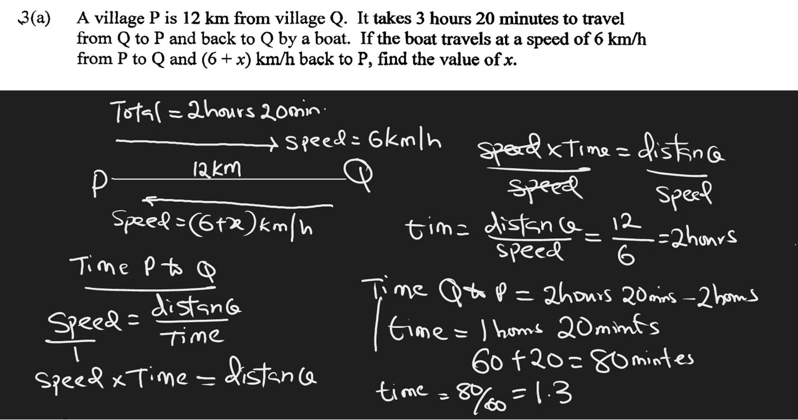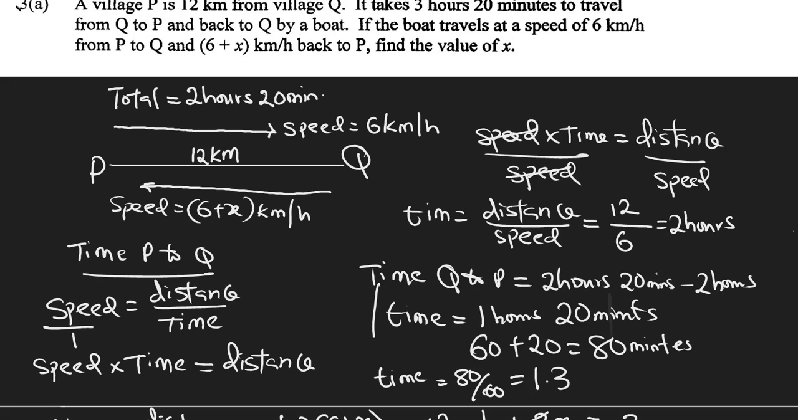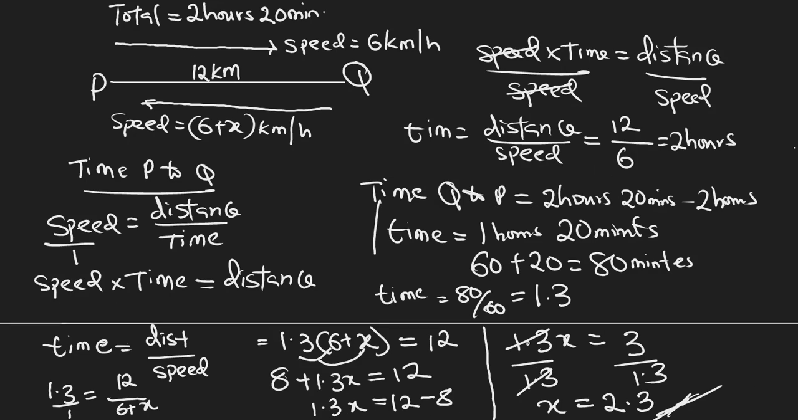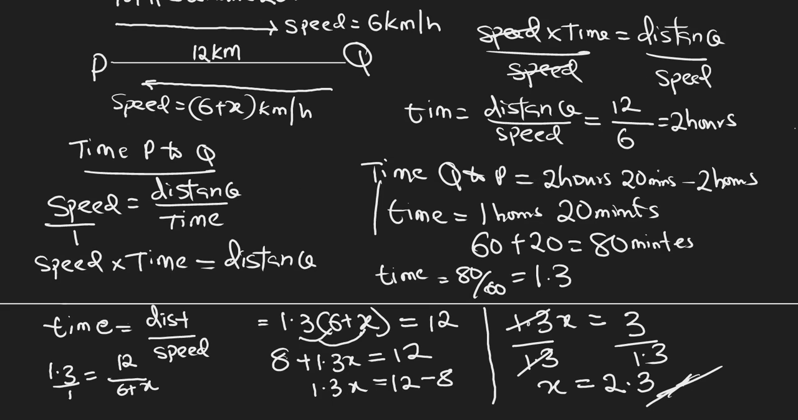So this is the value of x, because the question said we should calculate the value of x. The value of x is 2.3, which we can approximate to be 2.